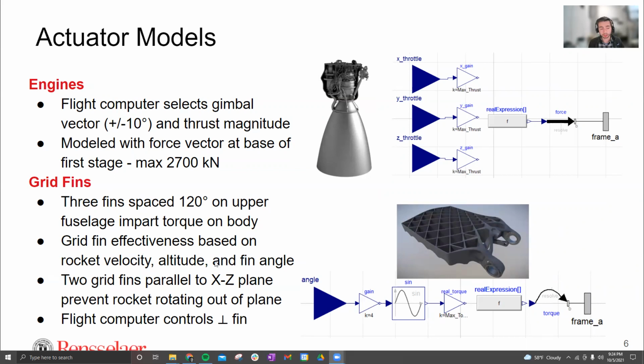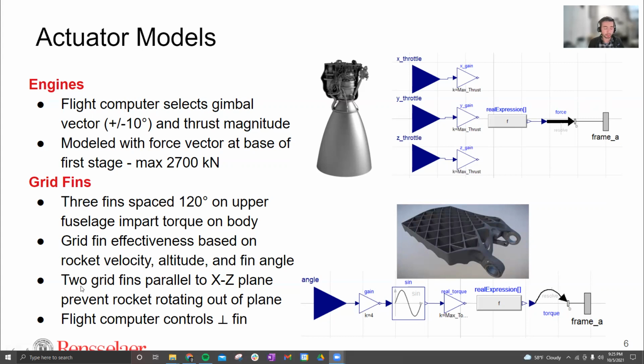Also influenced by altitude. At higher altitudes, you have a lower pressure atmosphere, and the grid fins essentially work by redirecting airflow past the fuselage. If there's no airflow, they're not very effective. And then lastly, fin angle. That's modeled in the sine wave here. 45 degrees is most effective. If you go beyond that, you're going to be past the point of effectiveness of the grid fin angle.